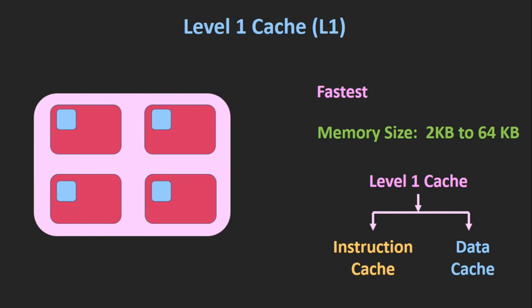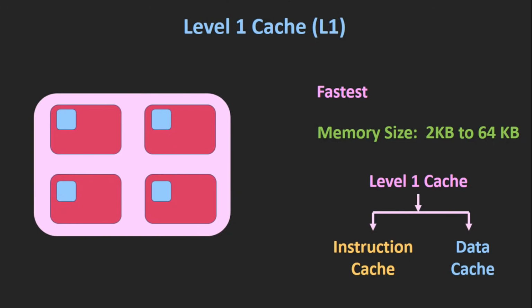So as this level 1 cache is integrated inside the CPU, it can operate at the same speed as the CPU. And this is the reason level 1 cache is the fastest among all caches. Now the typical memory size of this level 1 cache is 2 KB up to 64 KB.